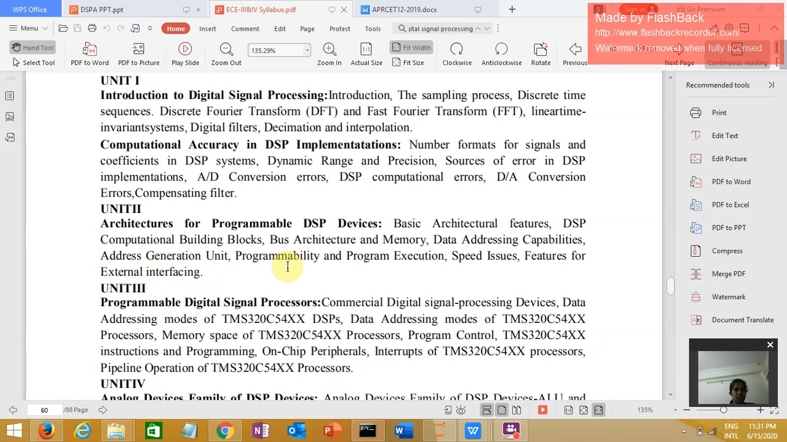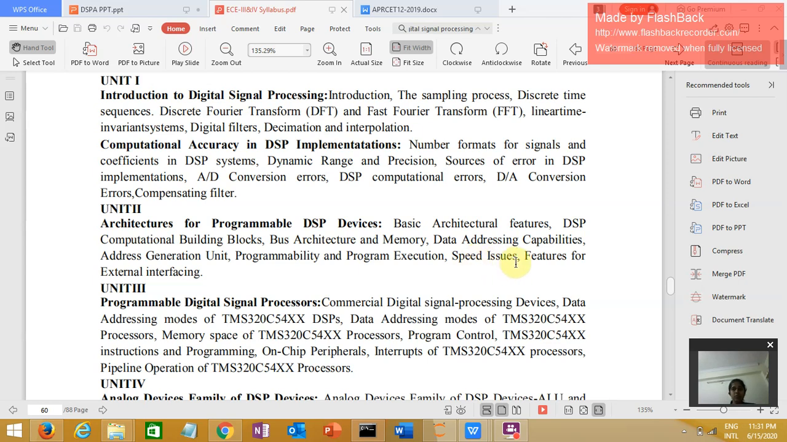Coming to some speed issues, here programmability and program execution, branching and subroutine concepts will be discussed. In speed issues, the parallelism and pipelining concepts are discussed, in order to reduce the time consumption and increase the speed.